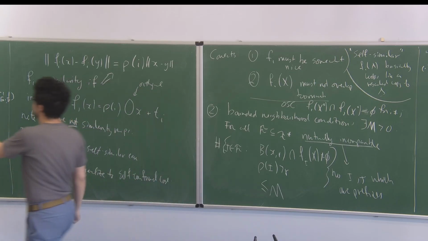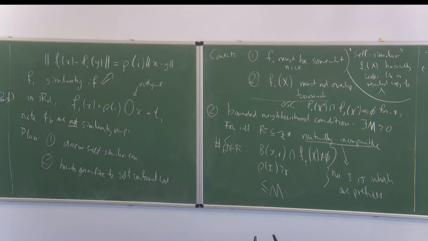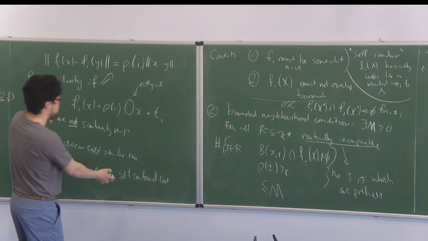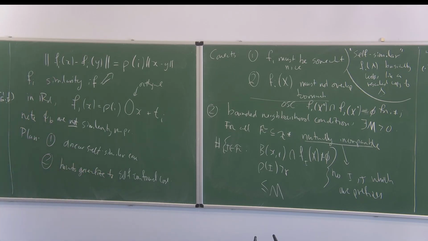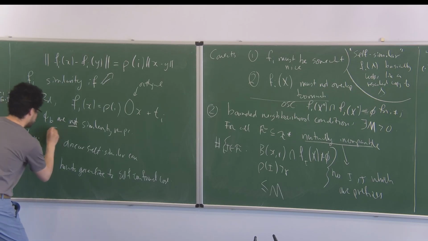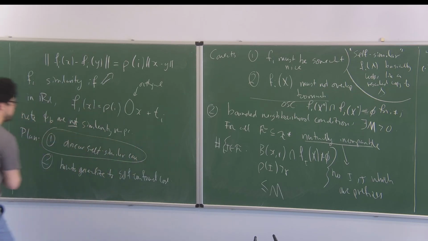So basically the idea is that if you look at these maps and you look at a really large composition, they essentially look like similarities. They're close enough, they're similarities up to some constant error term, and you can handle the general self-conformal case in a morally similar way to the similar case with a decent amount of extra technical work. So that's why I wrote self-similar, and that's what we're going to talk about now for the rest of the time.